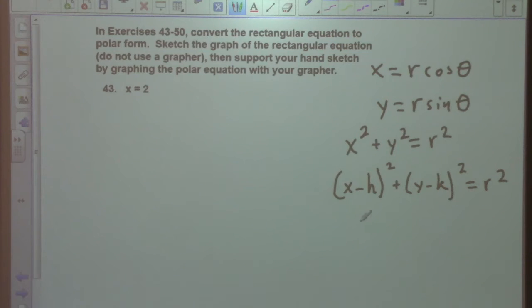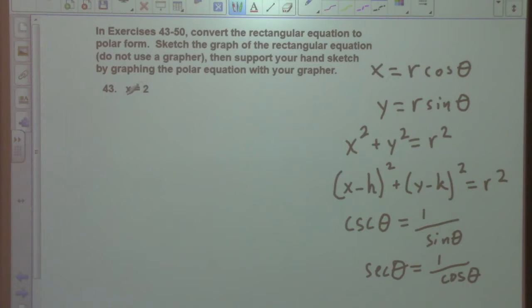We have our reciprocal identities: cosecant theta is equal to 1 over sine theta. And finally, we have secant theta is equal to 1 over cosine theta. So those are identities that can be helpful to us here today. Just like yesterday, right?